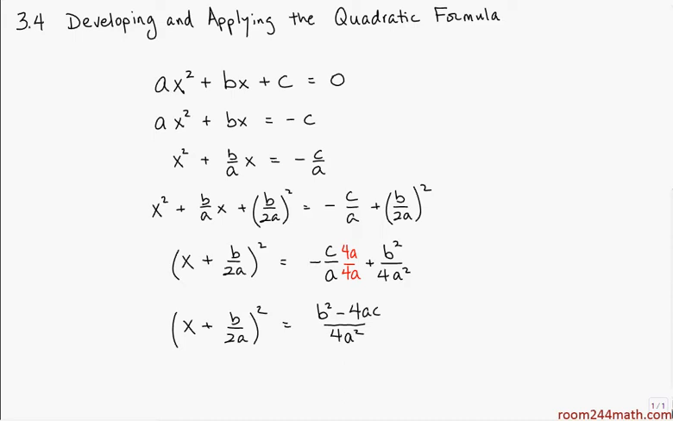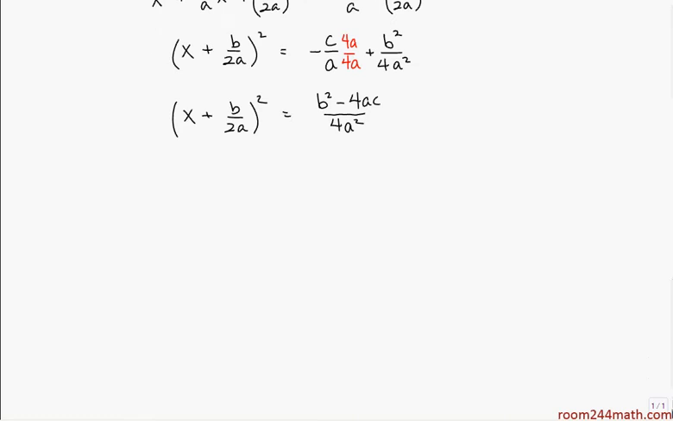And so if we're actually using this to solve a particular quadratic equation, we would just have to identify what the values are for a, b, and c. And you can see the right-hand side, b squared minus 4ac all over 4a squared, it's just going to be a number. So this is just going to be x plus a number squared is equal to a number. And what we did at this point was we took the square root of both sides.